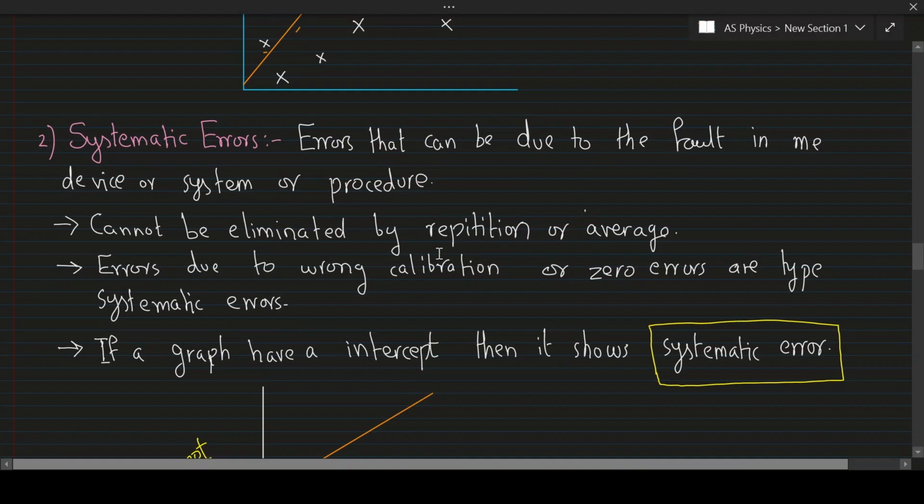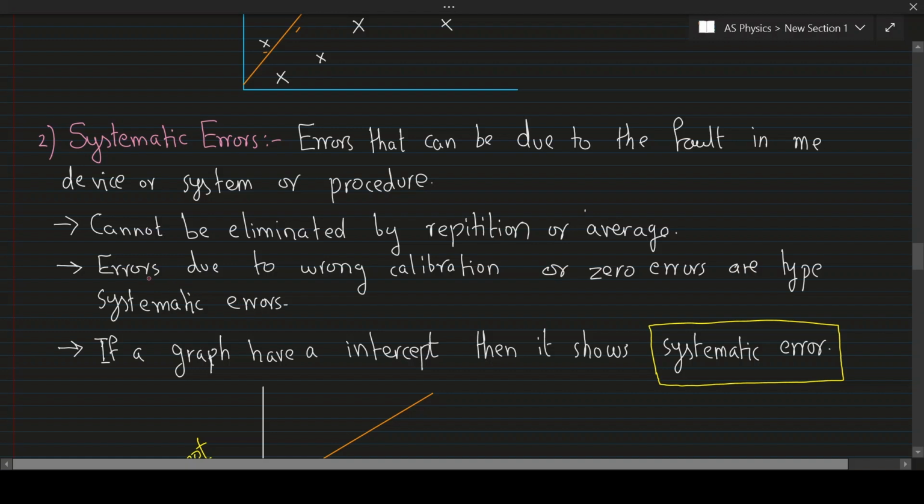Second is your systematic errors. Systematic errors occur when there is a fault in the device, the system, or the procedure that is being used. Three things. It can be a fault in any one of these. That is called a systematic error. Okay, it cannot be eliminated by repetition or averaging. If you're repeating the same thing with a faulty device, that would not result in an accurate result.